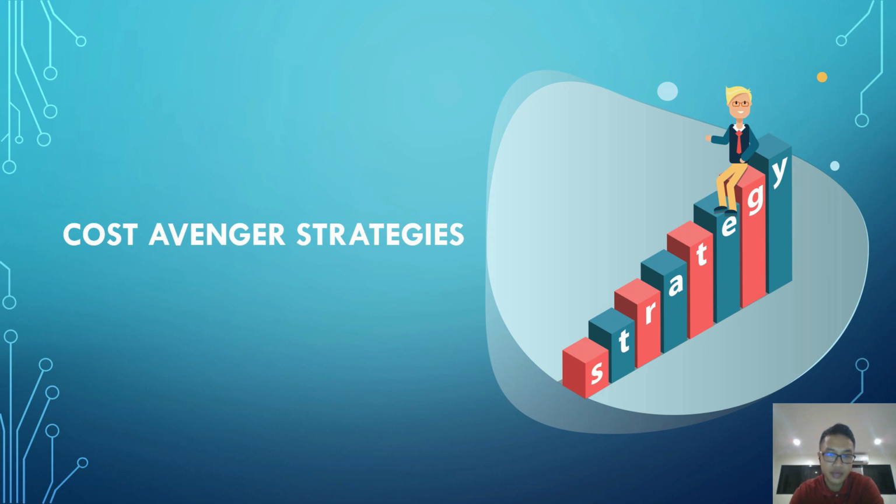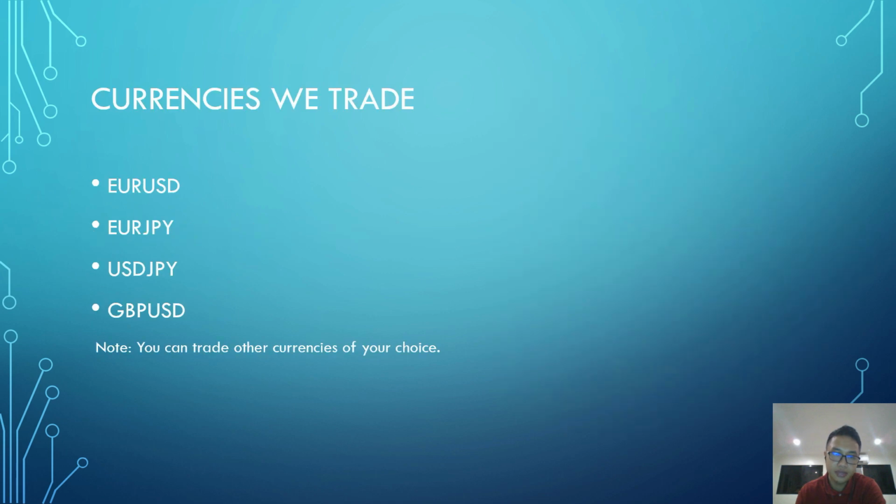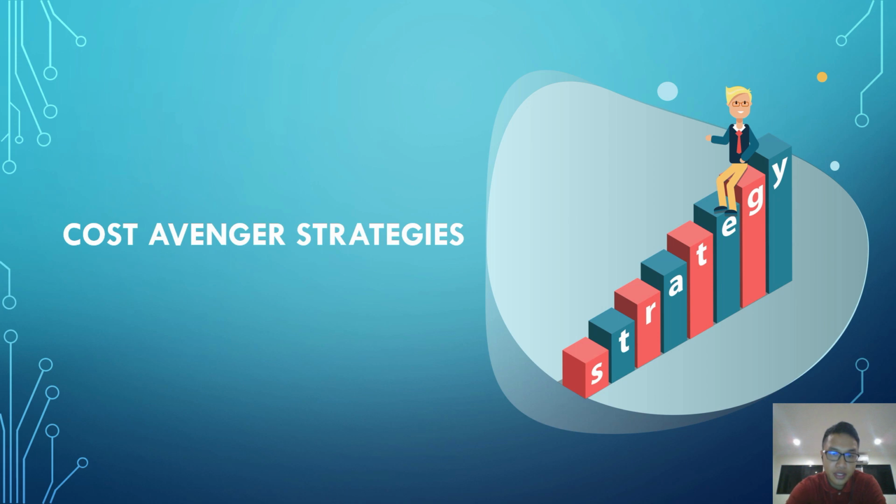So the Cost Avenger strategies, the strategies that we are trading. By the way, the money management for this is that for every 500 USD, you could trade one pair, and the starting lot size would be 0.01. But it is advisable to have at least 1K USD, and you could trade 2 to 3 pairs for 1K USD at a 0.01 starting lot size.